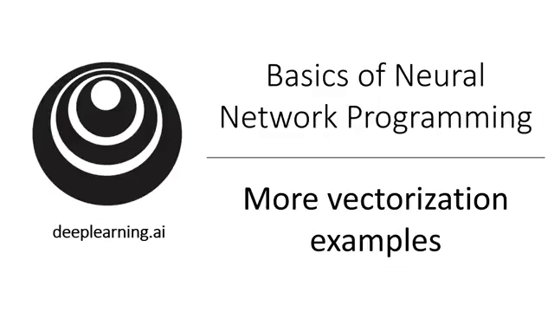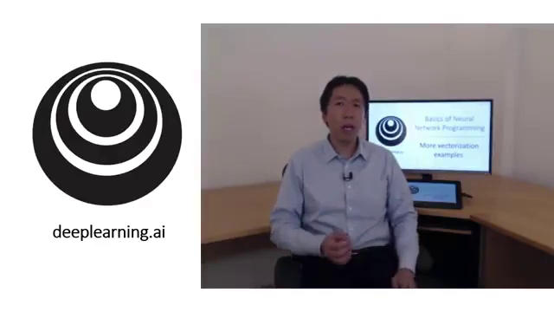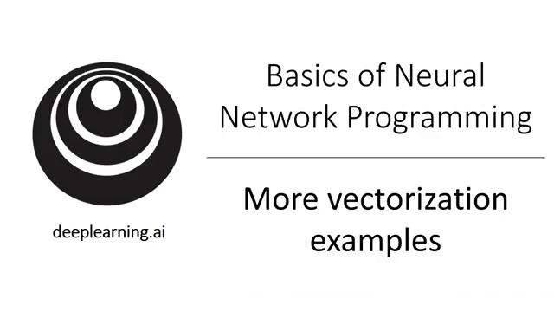Basics of neural network programming. More vectorization examples. In the previous video, you saw a few examples of how vectorization, by using built-in functions and by avoiding explicit for loops, allows you to speed up your code significantly. Let's take a look at a few more examples.